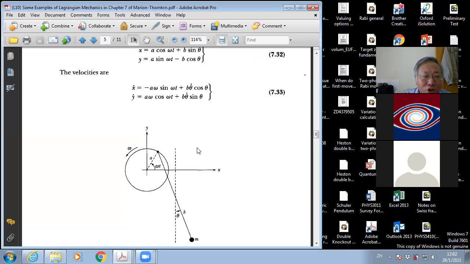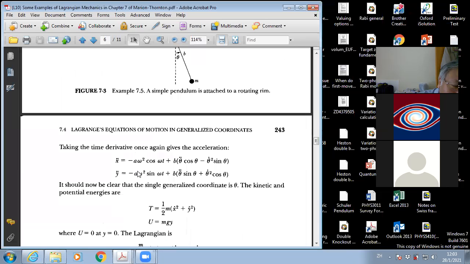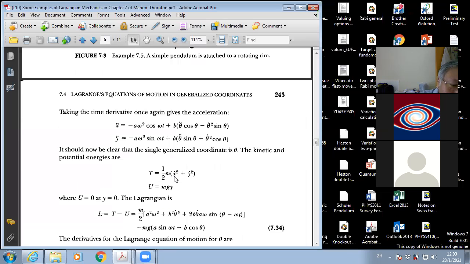Because the first term in these two expressions is due to the motion of the point of support. Then we differentiate both x and y with respect to t to obtain the velocities in the x and y direction. Now, getting x dot and y dot, we can write down the kinetic energy T.